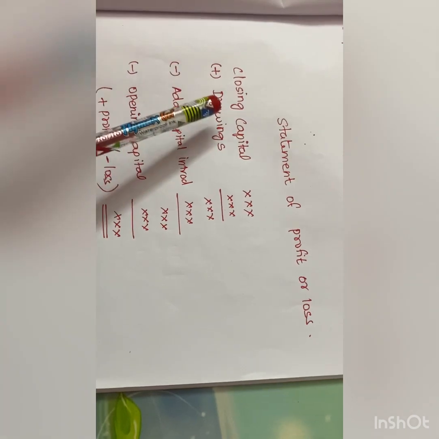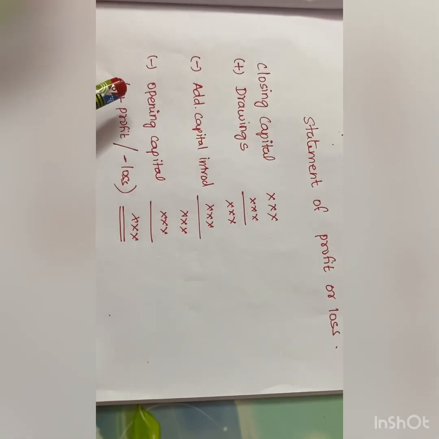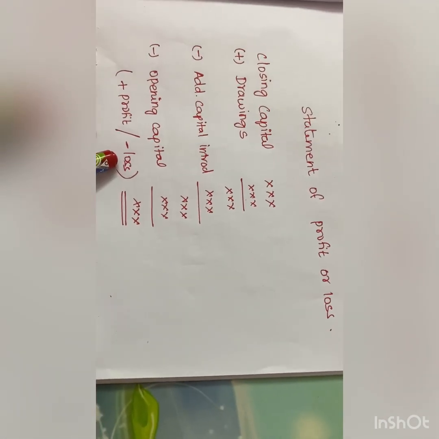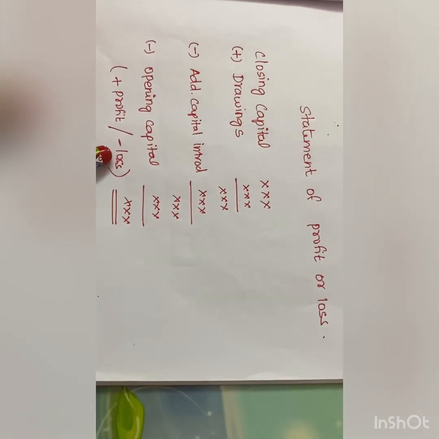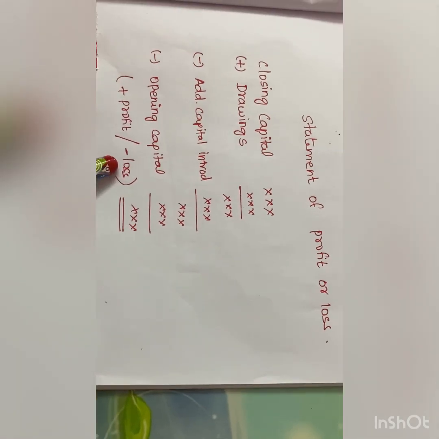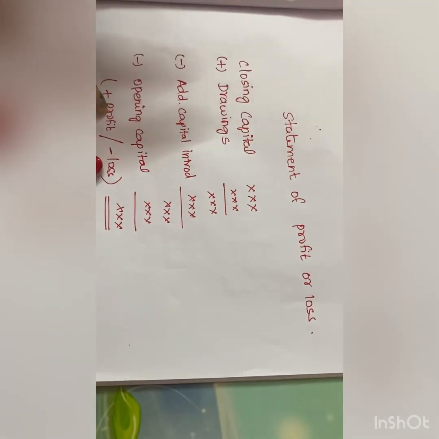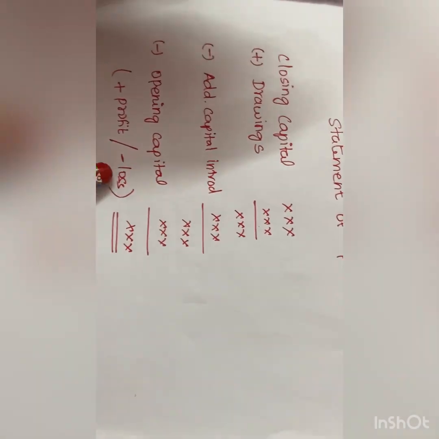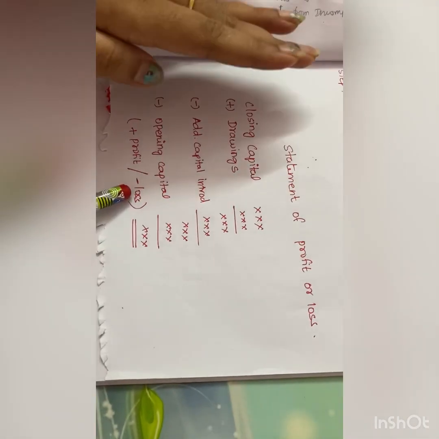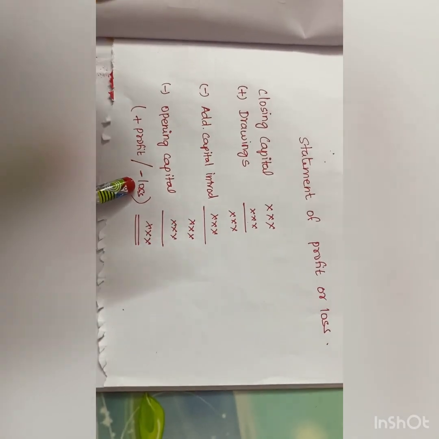See, the format is closing capital plus drawings, less additional capital, less opening capital. The answer, if it is positive, is profit, and if it is negative, it is loss. This is known as the statement of profit or loss. Children, you don't need to read or memorize these items; they will be in the question paper. What you need to know is whether to add it or deduct it. This alone, keep in mind. All the information will be in the question paper.